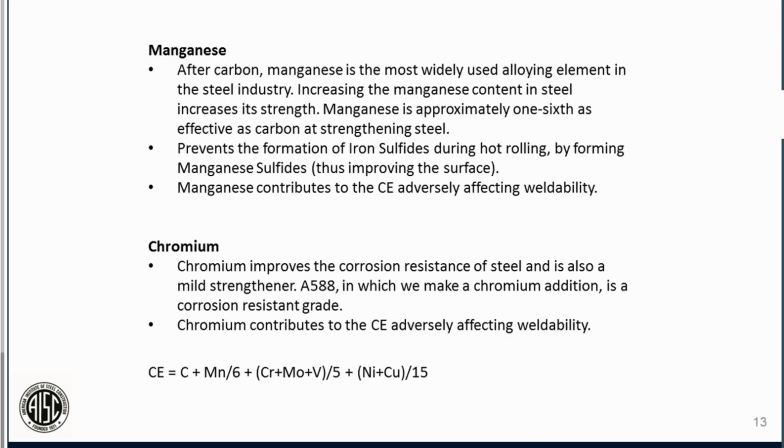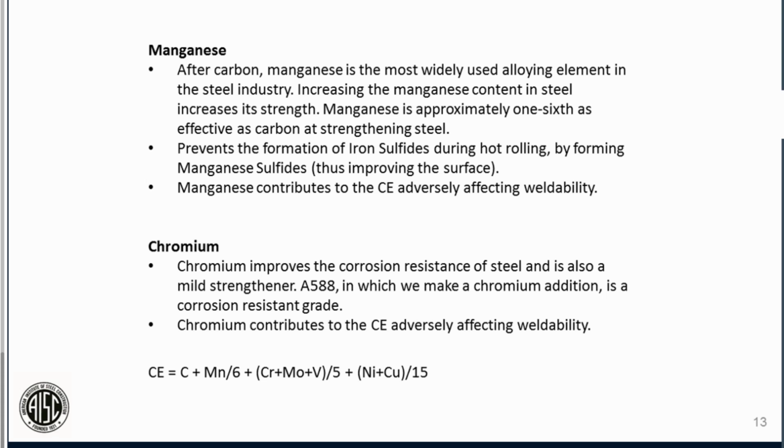talk about manganese. It's the big hitter right below carbon. After carbon, it's the most widely used alloying element. It increases the toughness of the steel, improves the strength, typically with approximately a 1/6 effective ratio compared to carbon as far as strengthening. It does have a processing effect of taking care of the sulfur that's in the steel, so it improves the surface of the steel when it's rolled. But manganese, I'm going to talk a little bit about this.